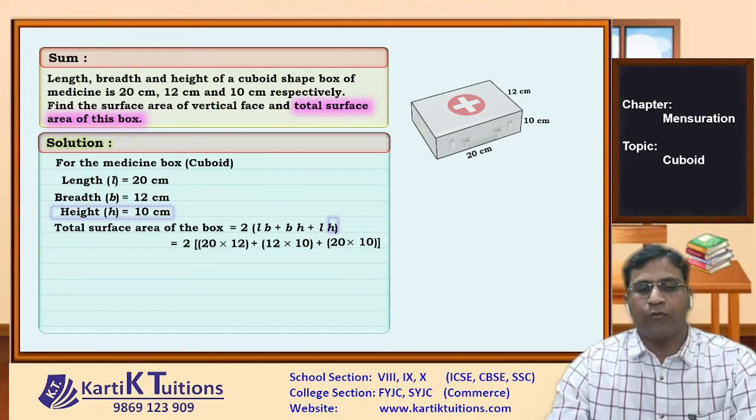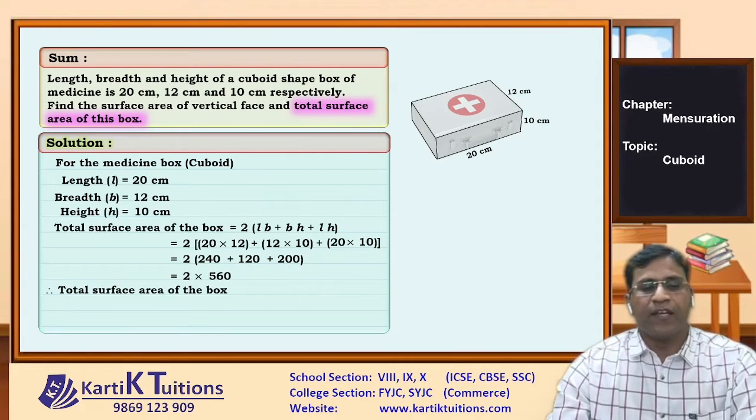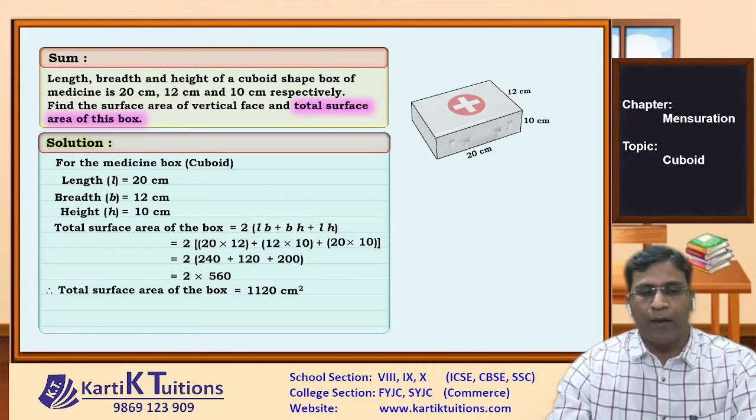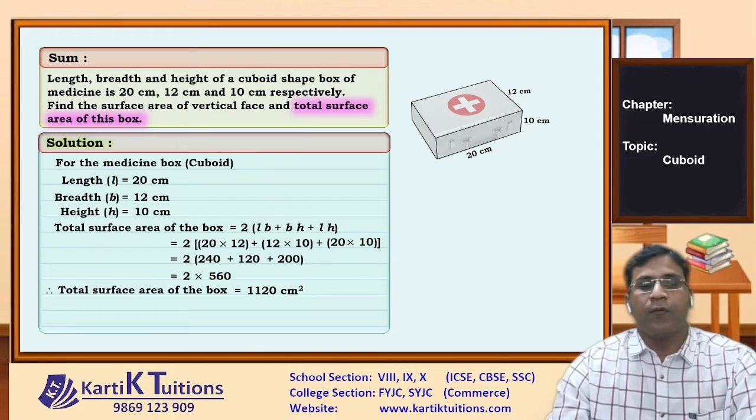Now, as per the BODMAS rule, first we'll solve the bracket. So 2 into, now 20 into 12. 12 twos are 24, so it will become 240. 12 into 10 becomes 120, so plus 120. And 20 into 10 becomes 200, so it is plus 200. So basically 2 into, now 240 plus 120 plus 200 will give us nothing else but 560. So 2 into 560 will give us 1120 centimeter square. So the total surface area of this box is 1120 centimeter square.